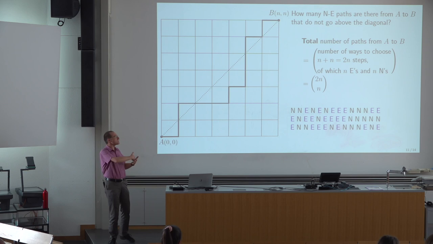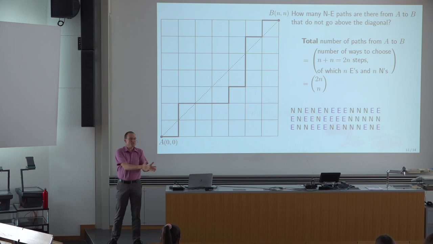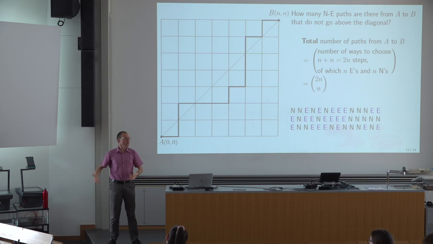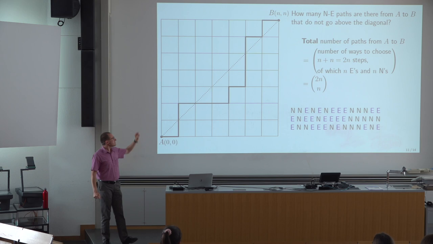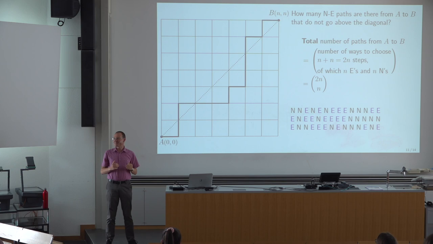Very good. This is the total number of paths, and you see it's very easy to count it. It's a very elegant formula, 2n choose n, because that's what a path is, 2n symbols. Once you choose the positions of the pluses or the E's, then the minuses or norths are determined uniquely. Okay, excellent. This is the total number of paths, but this was easy.